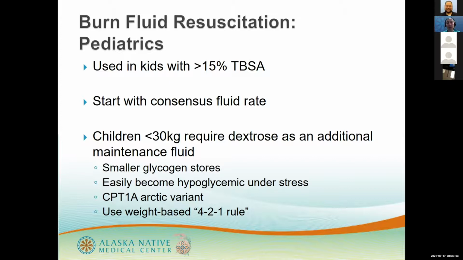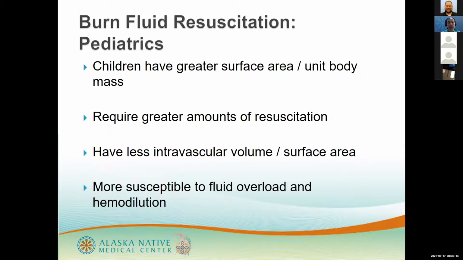And for this, you're just going to start a maintenance fluid on your weight-based 4-2-1 rule. You do not subtract it from the consensus fluid rate, but put it as an additional fluid line. I'll show you some examples.